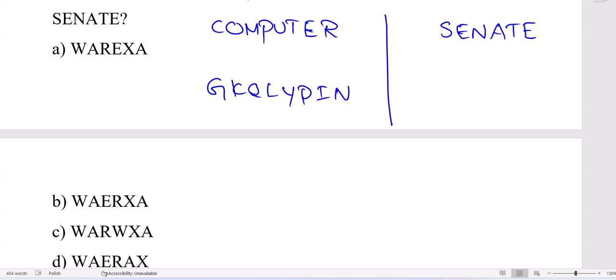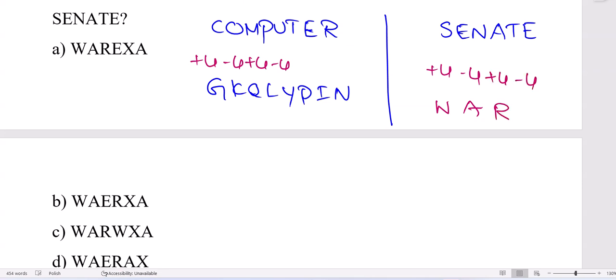So the logic is alternate plus 4, minus 4, plus 4, minus 4. So S plus 4 will be W. E minus 4 is nothing but A. In fact, it's a waste of time if you focus on the first two letters, because all the options start with WA. So think about the next two letters, then you may decide the answer.